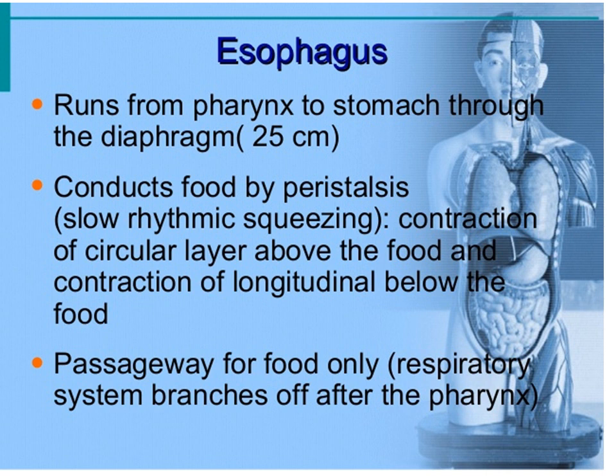The esophagus runs from the pharynx to the stomach and it's about 25 centimeters in length. It conducts food by peristalsis, which means a rhythmic contraction or squeezing: the contraction of the circular muscle above the food and then the contraction of longitudinal muscle below the food.